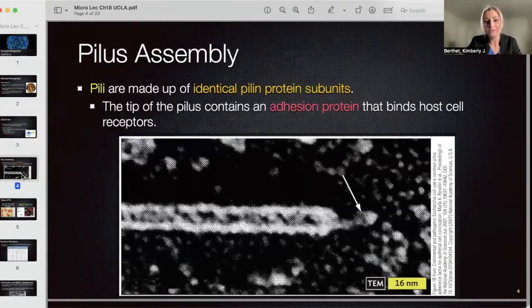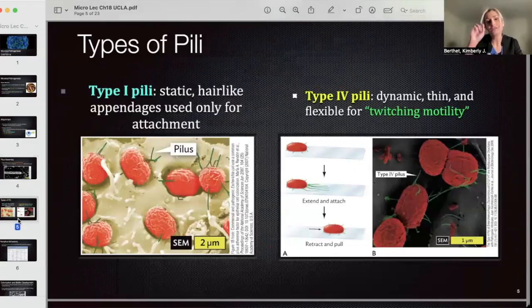So here is a pilus. What we can see is it's made of identical subunits and it just extends. And the tip of it has an adhesion protein. So this adhesion protein can bind to host cell receptors, essentially. Looking at different types of pili, we have a type 1 pili versus a type 4 pili. So this appendage is solely used for attachment. We see it's these small hair-like structures extending from the microorganism. And over here, we can see the type 4 pili actually is used for movement, so a twitching motility. So it can pull and push itself on a slide. It can extend the pili and then pull the pili back so it can twitch around.